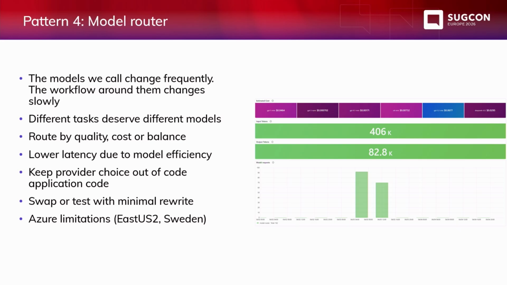And the key thing here as well is that models are changing frequently. So if you're using something like Azure AI Foundry, there's going to be new models introduced all of the time, and our workflow around those models probably changes slower. And so we're keeping the model choice largely out of the application code. And as new models are introduced, we get the benefit of those without really having to do anything.